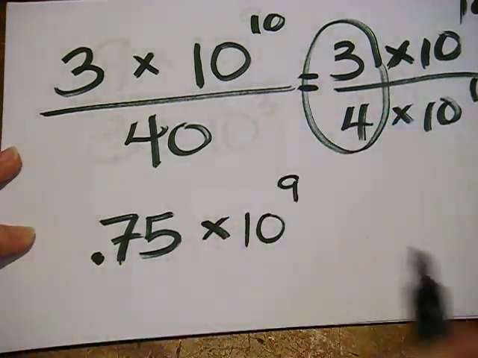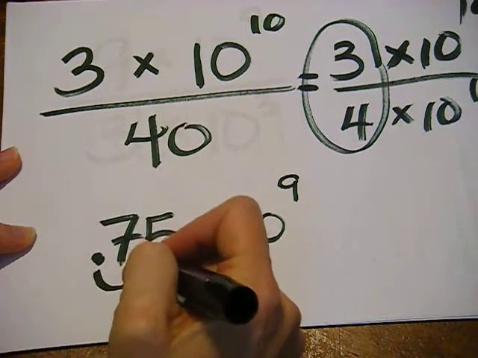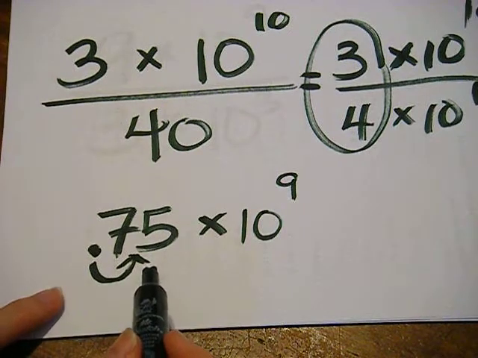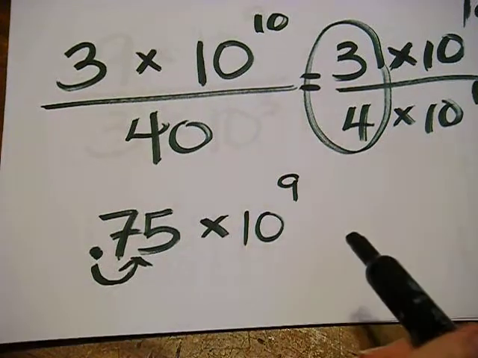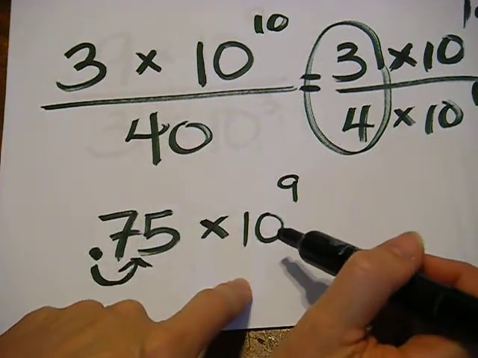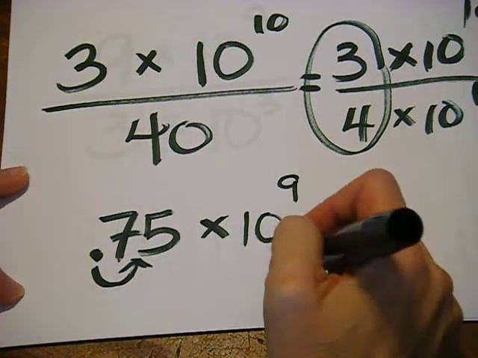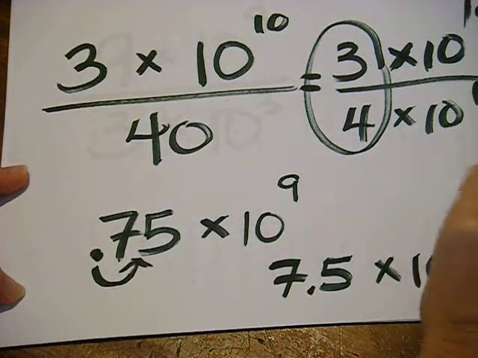Now this is not proper scientific notation form, so we would need to move the decimal to the right. So we're making this small number bigger, and that means in order to keep it equivalent to 0.75 times 10 to the 9th, we're going to make the 10 to the 9th smaller. So it's going to become 7.5 times 10 to the 8th.